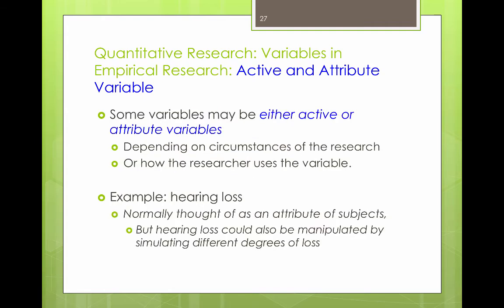Some variables may be either active or attribute, depending on the circumstances of the research or how the researcher uses the variable. For example, hearing loss. It's normally thought to be an attribute of subjects, but hearing loss could also be manipulated by simulating different degrees of hearing loss. So it could be made active in a booth with an audiologist manipulating the sounds.